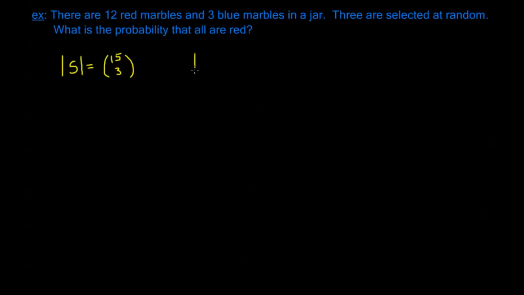Now the order of my event E is all the different ways that I can choose 3 marbles, right? This is all of my different sets of 3 marbles. I want to look at just those where all 3 marbles are red. Well, that's just going to be, I have 12 red marbles, so there's 12 choose 3 ways to choose 3 of those marbles. So my probability of E, we're in a uniform environment, right? Each of the sets of 3 marbles are equally likely to be chosen. So this is just going to be the order of E, which is 12 choose 3, over the order of S, which is 15 choose 3.